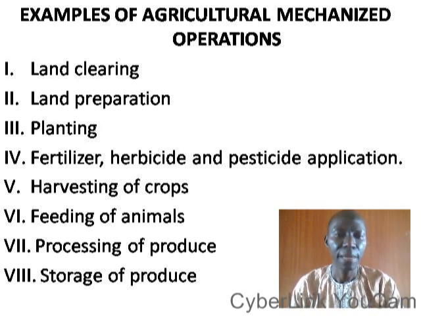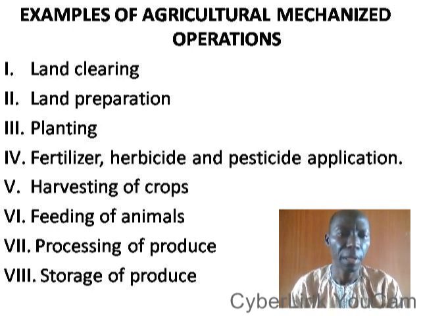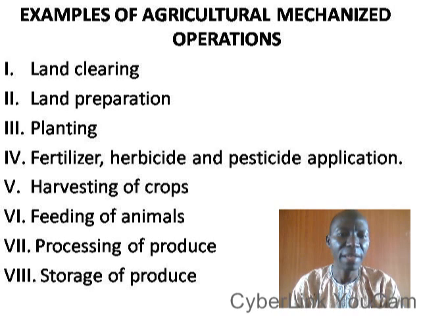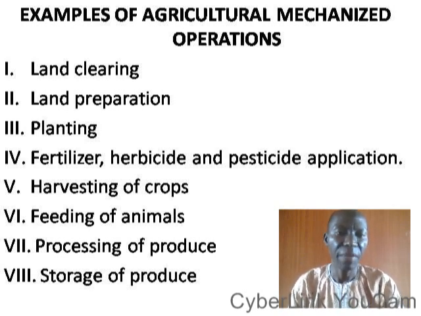Fertilizer, herbicide and pesticide application. This operation involves chemical fertilizers such as NPK. We also have a chemical such as herbicide that is used to control weeds, and pesticide, a chemical that is used to control pests on the farm. Harvesting of crops: there are machines that we call harvesters that are used in harvesting farm crops.